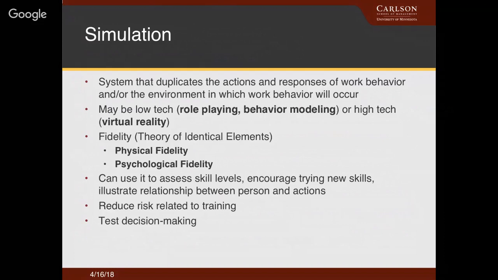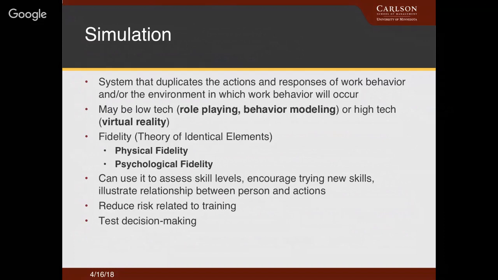One aspect that we discussed earlier that's very important in simulation is the concept of fidelity, which was part of the theory of identical elements that we discussed in the first set of these notes. And so we talked about both physical and psychological fidelity. Physical fidelity is how much the training environment looks like the actual work environment, and psychological fidelity is how much it invokes the same cognitive processes as the actual work environment.